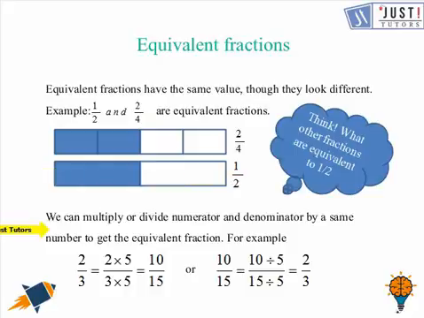To get the equivalent fraction, we need to multiply or divide the given fraction by the same number, both at the top and at the bottom. So let's have an example here which says 2/3. If we are trying to find the equivalent fraction for it, we multiply both the numerator and the denominator by 5 in this case. So 2 times 5 is 10, 3 times 5 is 15. Or if you want to get an equivalent fraction for 10/15, we can divide that by 5 both at the top and the bottom, and the answer would be 2/3. So this is how the equivalent fraction works.